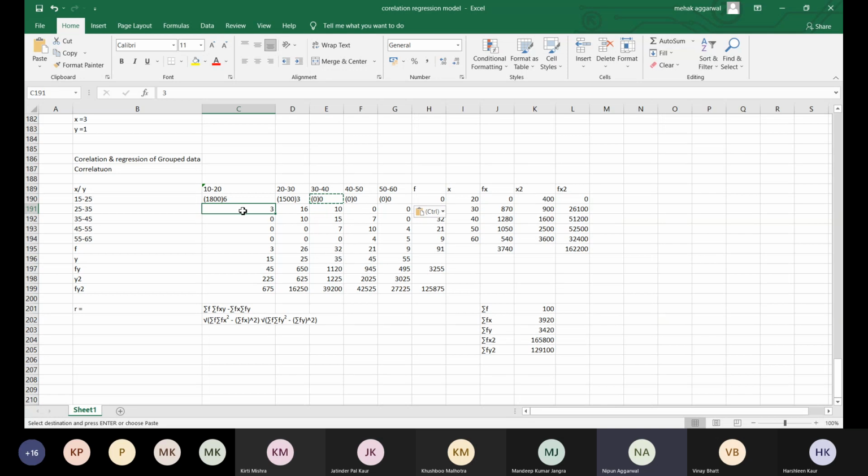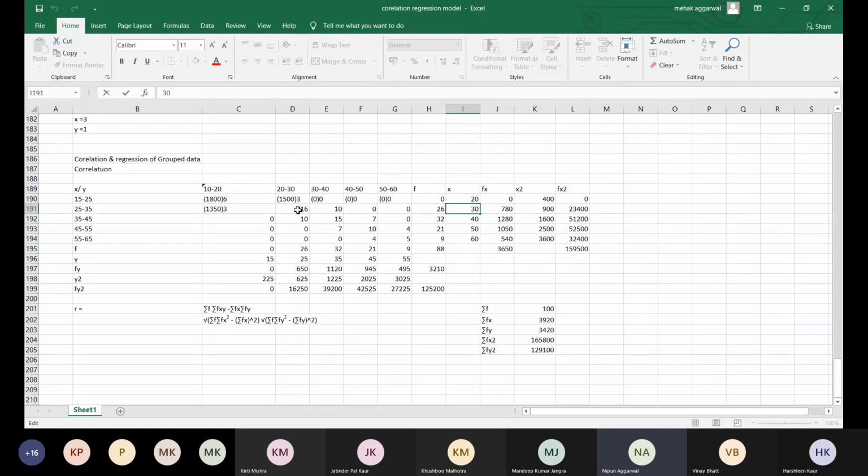So this becomes 3 into 30 into 15. So which becomes 450. 15 into 30 is 450. 450 into 3. What is 450 into 3? 1350. Check the calculations. So if it's 3 into 15, 45, 45 into 30. So 45, 3. It is 1350.